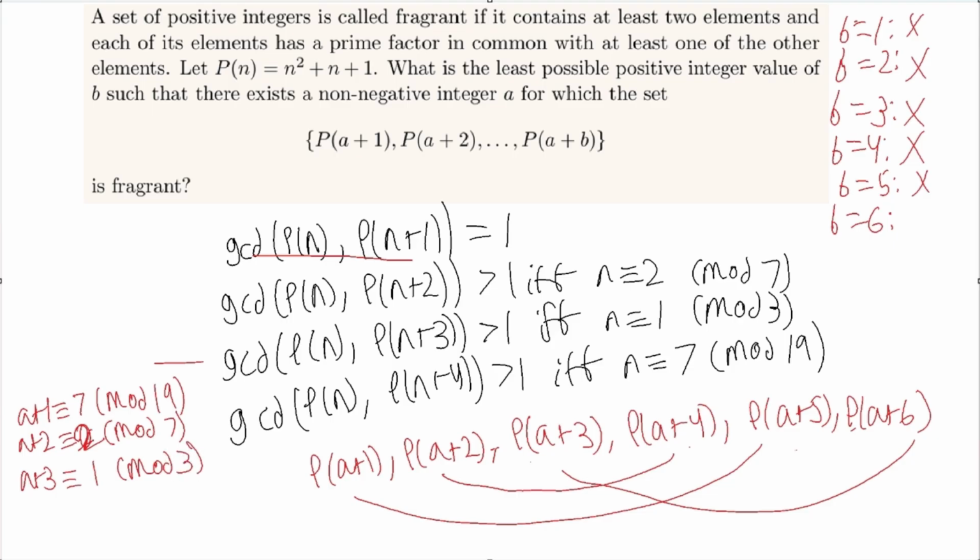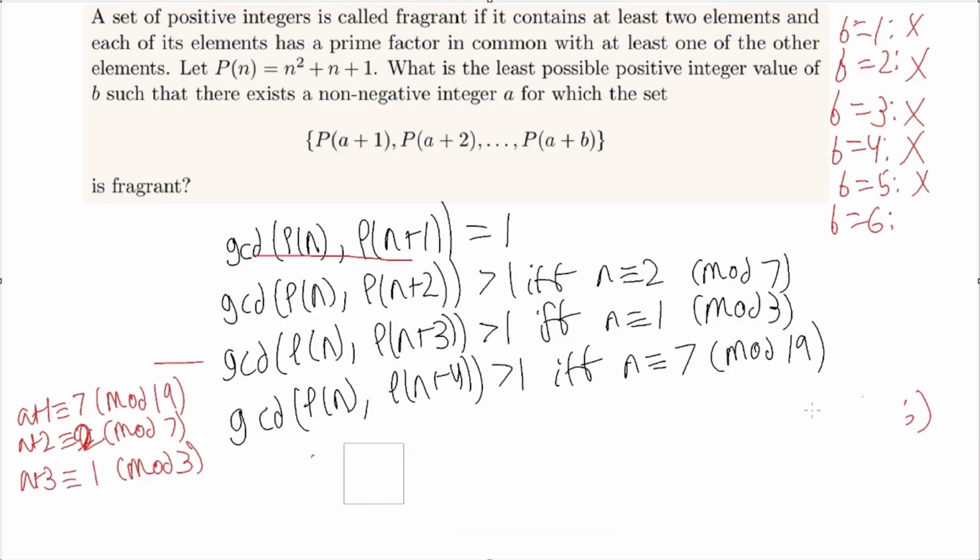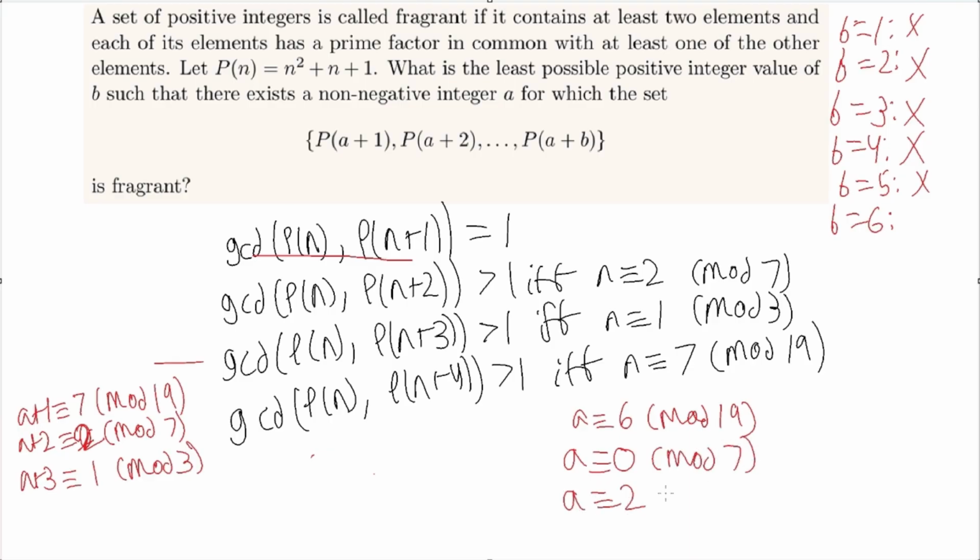So now we have all of these congruences here, and if a number a satisfies all of these, then we are set, because then we have all of these pairings, and by this work over here. But how do we know such a number exists? Well, if we solve each congruence separately, we end up getting something like a is equivalent to 6 mod 19, a is equivalent to 0 mod 7, and finally a is equivalent to 2 mod 3.